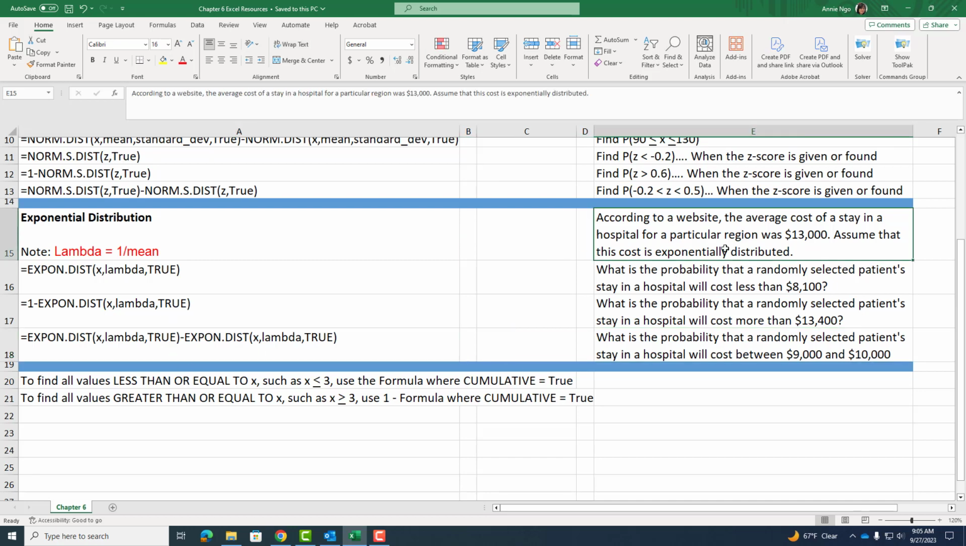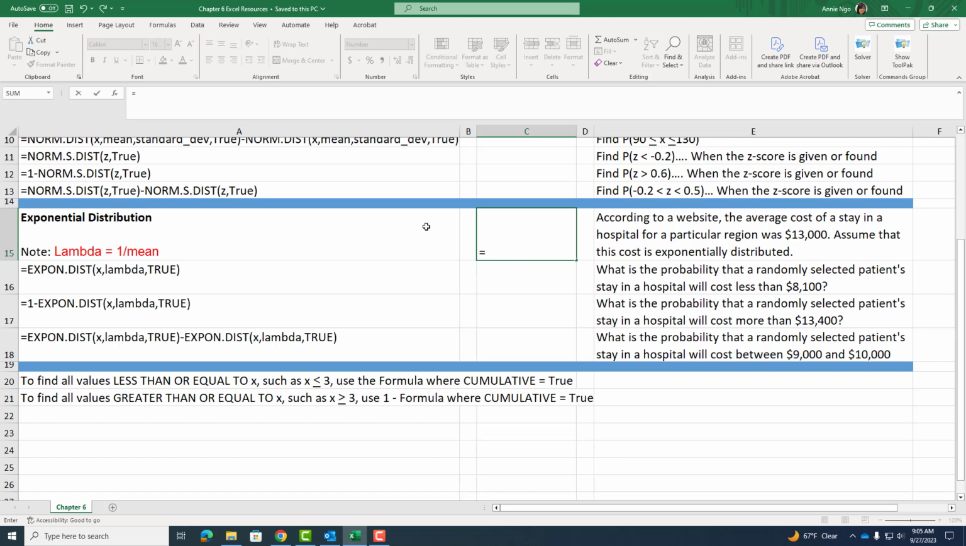So in this example from the lecture, according to a website, the average cost of a stay in a hospital for a particular region was $13,000. Assume that this cost is exponentially distributed. So that's how you know we're doing exponential. And we first want to find our lambda. So I'm just going to plug it right here.